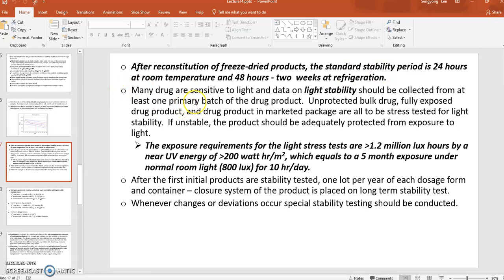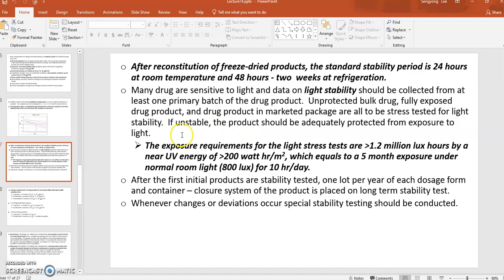Okay, and many drugs are sensitive to light, of course, and data on the light stability should also be collected on at least one primary batch of the drug product. So it should be tested how much effect the light has. Okay, and unprotected bulk drug, fully exposed drug product, and the drug product in marketed package are all to be stress tested for light stability. Maybe exposing a drug to strong light and see how damaged your drug is. Okay, if unstable, the product should be adequately protected from exposure to light. How do you do that? By maybe packaging in a brown bottle and things like that.